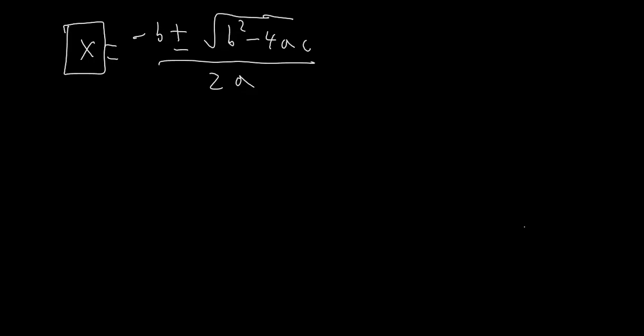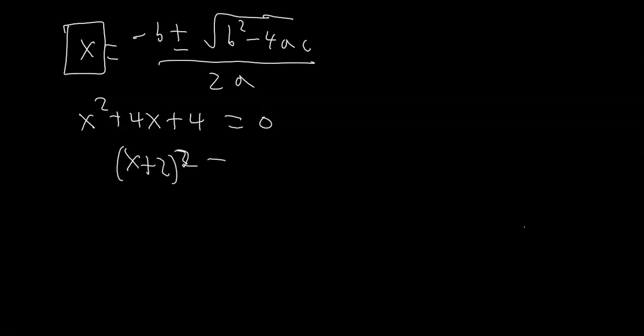Say for example you have the quadratic equation x squared plus 4x plus 4 is equal to 0. In this case, in order to solve this, it's best to actually factor the quadratic equation. So we'll just factor it. And then we get x plus 2 is equal to 0, so x is equal to negative 2.